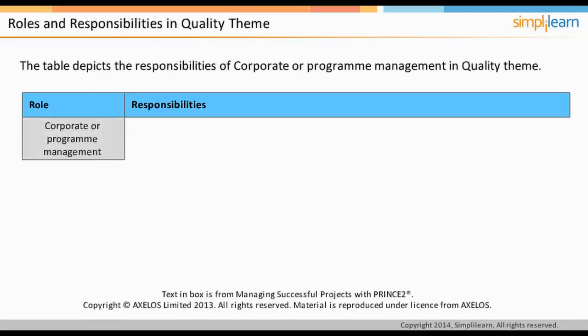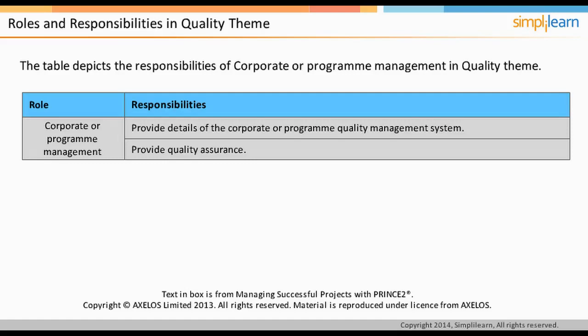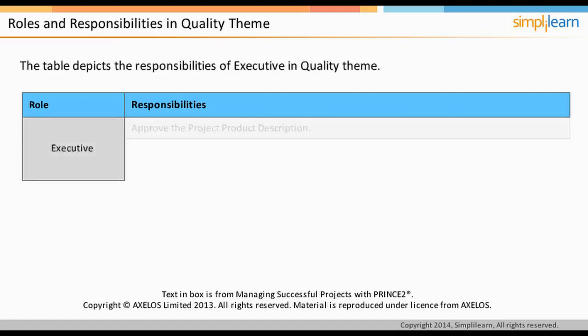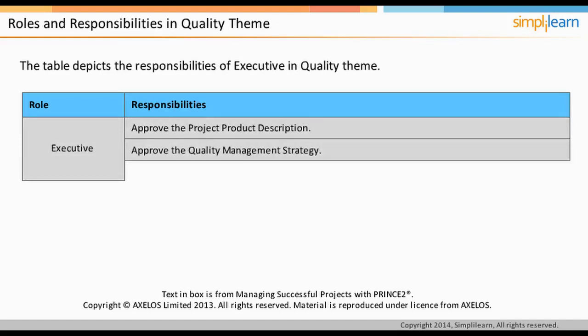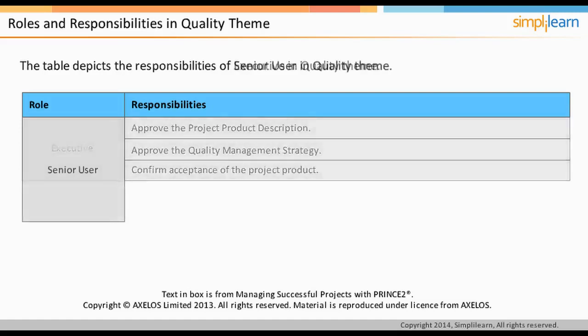The table on the screen illustrates the responsibilities of corporate or program management in the quality theme. Corporate or program management provides details of the quality management system used at the organization level and provides quality assurance. The acceptance criteria for the project's product are a vital point to be considered during quality planning. The executive approves the project's product description and the quality management strategy. The executive also confirms acceptance of the project product.